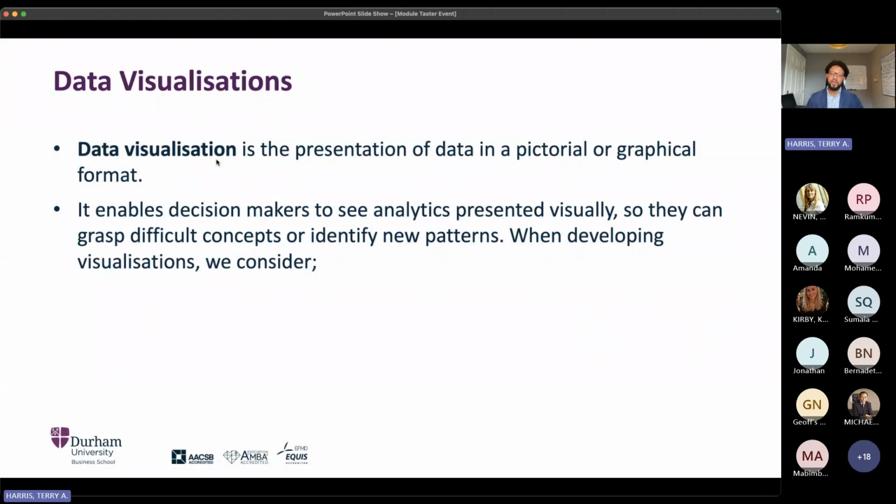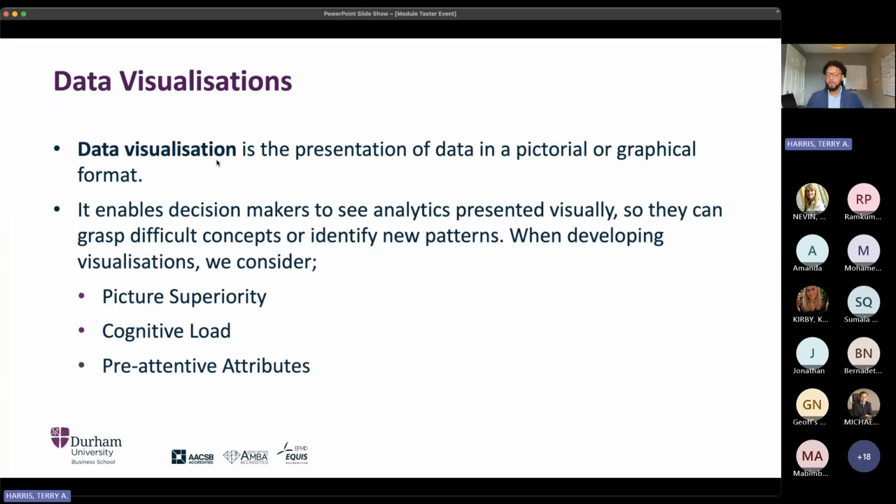Of course, data visualization is the presentation of data in a pictorial or graphical format. This enables decision makers to quickly understand what's going on and to get the key insights that will inform their decisions. When developing visualizations, we tend to consider picture superiority and cognitive load. We want to reduce cognitive load, and we try to include as many pre-attentive attributes as possible in the visualization to help individuals understand what's going on without having to think too hard.